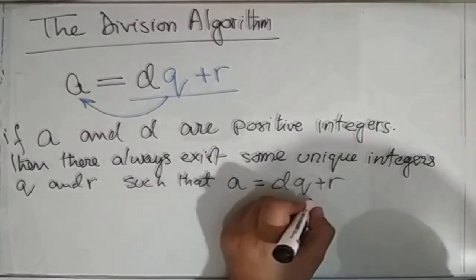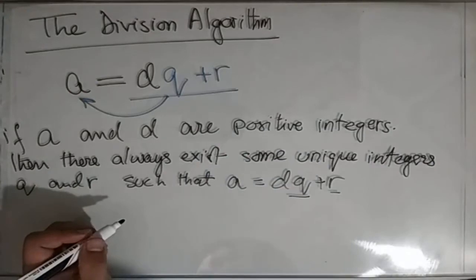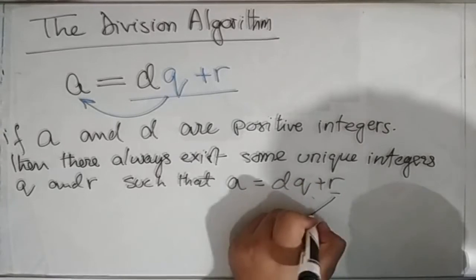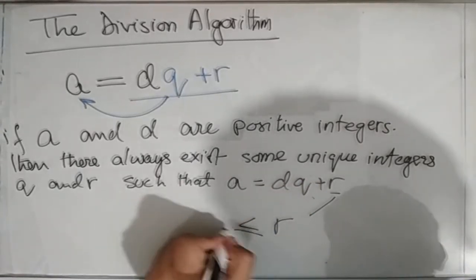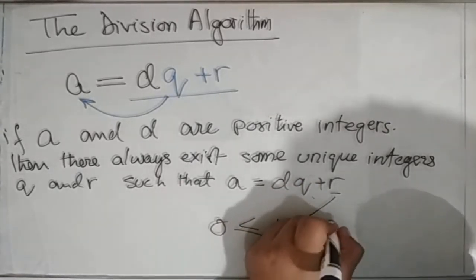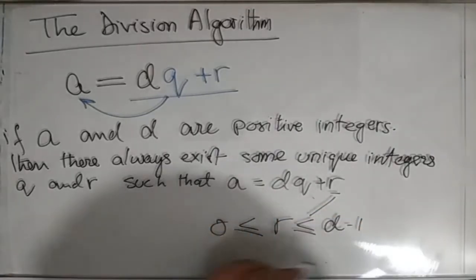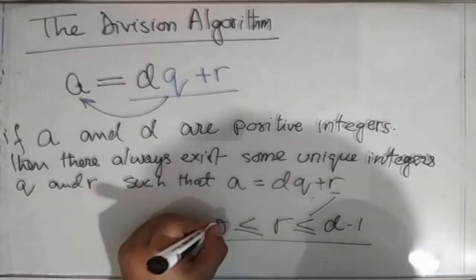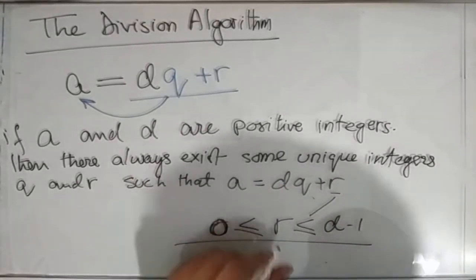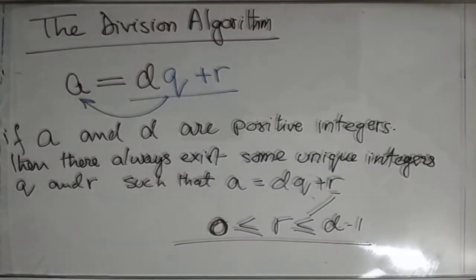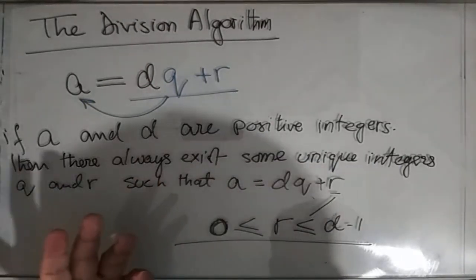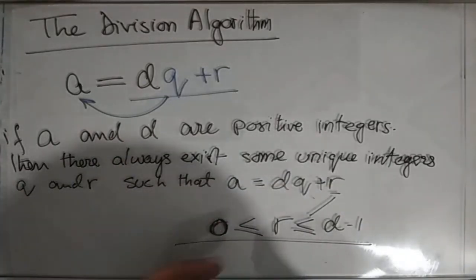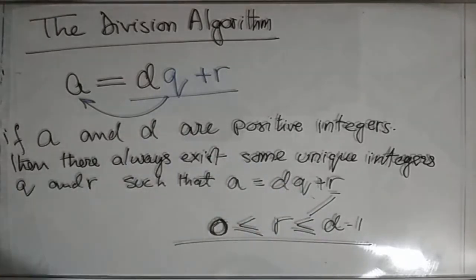But there are two limitations on these numbers q and r. Although there is no restriction on q, there is a restriction on r: r is always greater than or equal to 0 and less than or equal to d minus 1. We will see why this is important later, but just keep in mind that r must always be greater than or equal to 0 and less than or equal to d minus 1. So basically, if r is equal to d, we can increase q by 1 and make r 0, right? I hope you are able to see this.